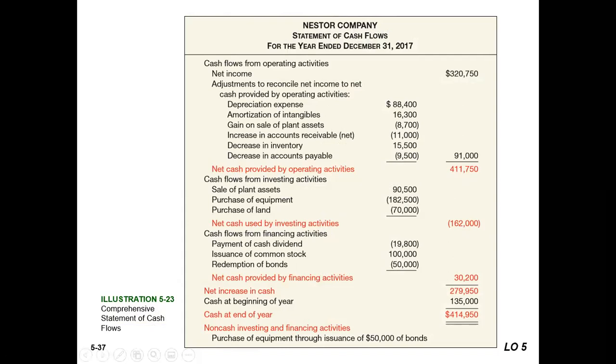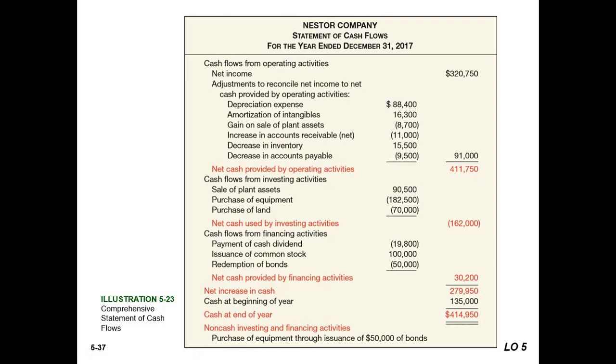Net cash provided by financing activities. So we take these three numbers, 411,750 minus 162,000 plus 30,200. We've got a net increase in cash, 279,950. We're going to add cash at the beginning of the year, 135,000. And hopefully we will end at cash at the end of the year, $414,950.